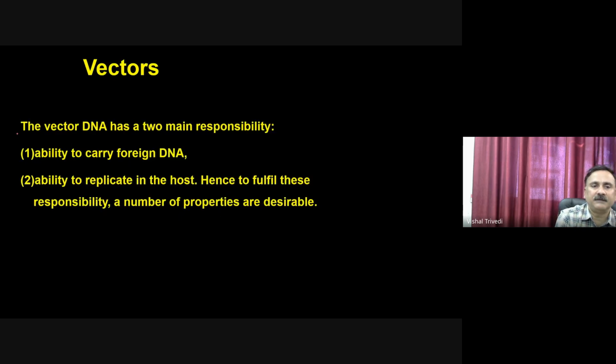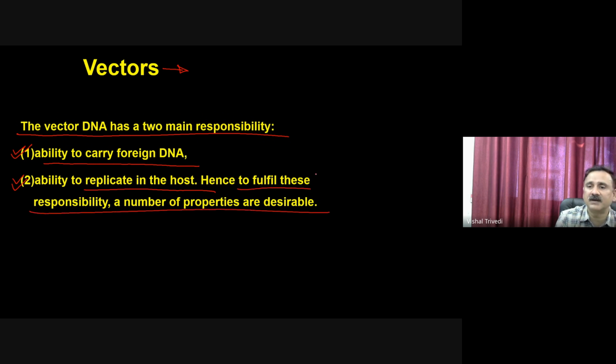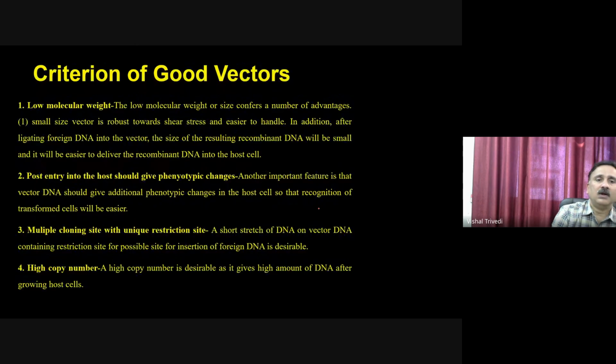So the vector, which is also called a transforming agent, has two responsibilities. One is the ability to carry the foreign DNA, and number two is the ability to replicate in the host. Hence, to fulfill these responsibilities, a number of properties are desired. So what are the criteria or properties you should have so that you can use these vectors in the two-component system? So, the criteria for a good vector.